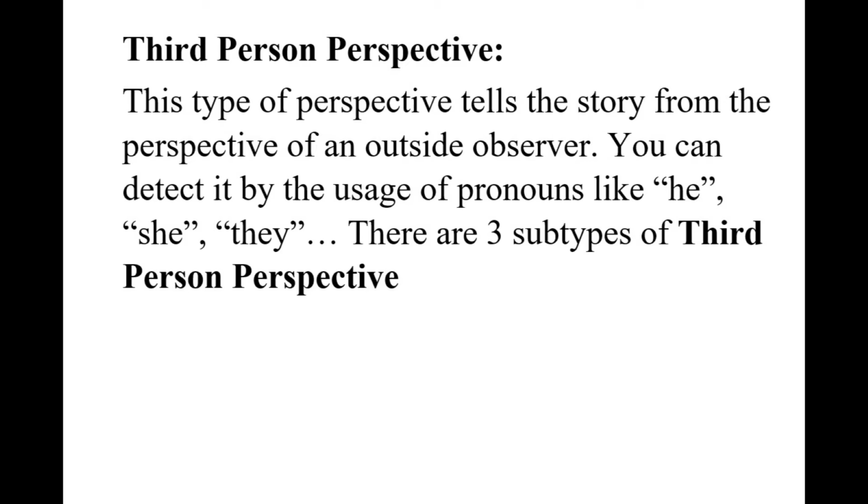And again, this is the most common one you're going to see, partly because it's easier to write this way, and partly because it's easier to present more information in the story. So you're getting this perspective from the perspective of an outside observer, right? Now, it could be a person from completely outside the story, or it could be from a character on the outskirts of the story. And there are three subtypes for third person perspective.